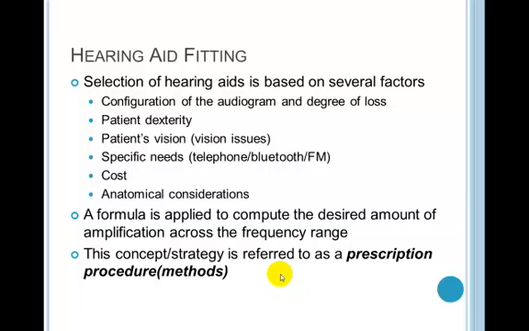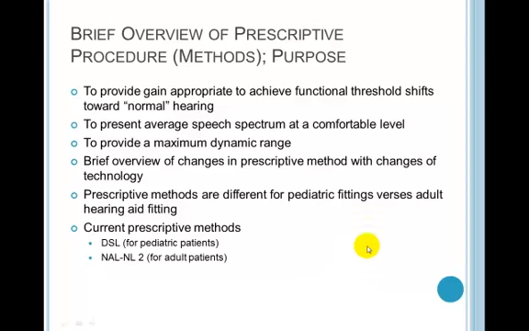But this is how we decide how much gain or boost, and when I talk about gain, I talk about volume in terms of decibels, how much boost is going to be applied across the frequency range, or how much volume that person's going to get at each frequency based on their hearing loss. And there's a prescription for this. There's a calculation for this.